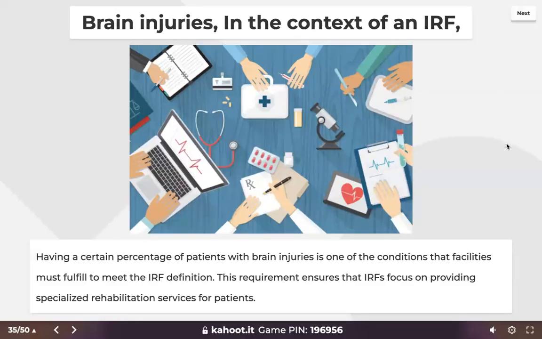All right, brain injuries in the context of an IRF. Having a certain percentage of patients with brain injuries is one of the conditions that facilities must fulfill to meet the IRF definition. And this just ensures that they are focusing on providing specialized rehab services to their patients. So if you were a manager at one of these facilities, then you would need to know this in order to do your job properly, right? So questions like this are very important to know, especially for the new RHIA coming out.